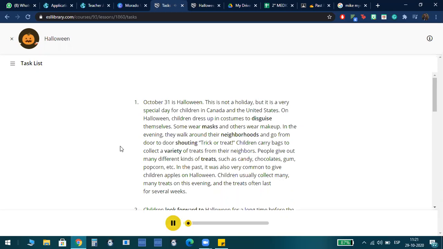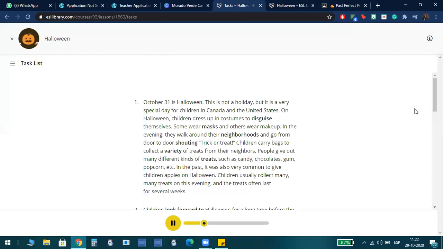October 31st is Halloween. This is not a holiday, but it is a very special day for children in Canada and the United States. On Halloween, children dress up in costumes to disguise themselves. Some wear masks and others wear makeup. In the evening, they walk around their neighborhoods and go from door to door shouting, "Trick or treat!" Children carry bags to collect a variety of treats from their neighbors. People give out many different kinds of treats, such as candy, chocolate, gum, popcorn, etc.